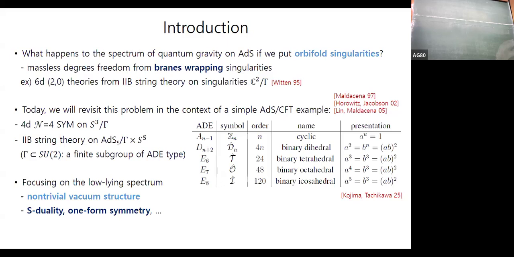And even in that paper, people said that there should be lots of light degrees of freedom in the quantum gravity on this AdS modded by orbifolds. But today I will quantitatively analyze this problem, focusing on the low-lying spectrum, and I will show you that there exists some non-trivial vacuum structure and the implication of S-duality and one-form symmetry.